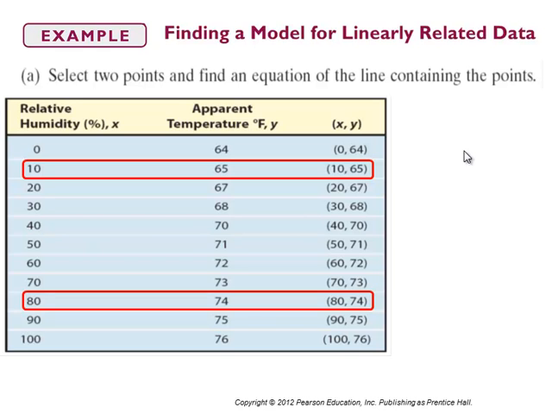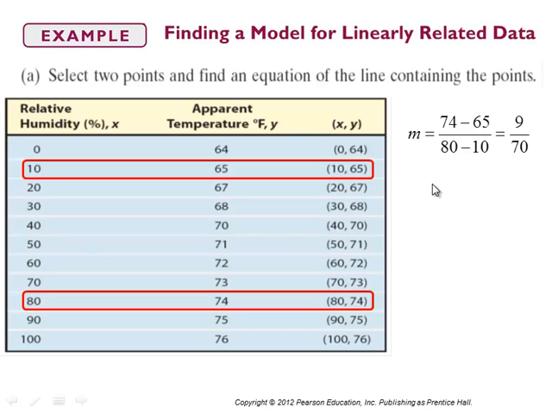So how can we come up with a mathematical model to show that relationship? Well, one thing that we could do is just pick 2 points in the data set. Like, for example, from that previous example, maybe we can pick this point here, (10, 65) and (80, 74). And then use those 2 points to come up with an equation, which we know how to do. So we can calculate the slope: rise over run, right? 74 minus 65, divided by 80 minus 10. So that's 9 over 70 would be the slope.